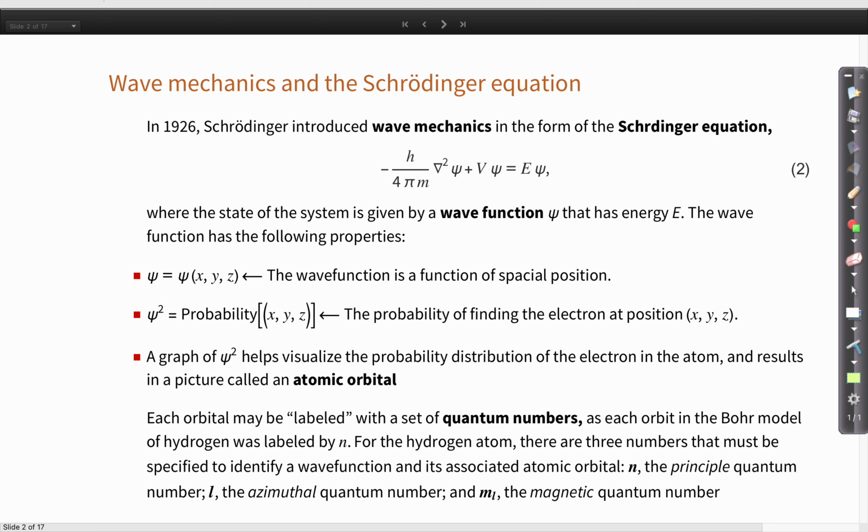And really, I'm going to fix this because it annoys me. There we go. The Schrödinger equation. Let's see what it tells us.